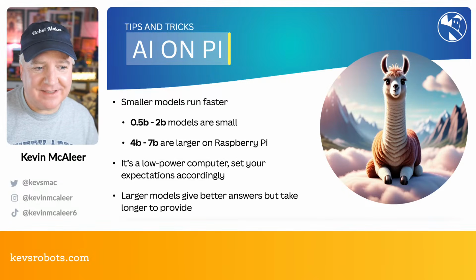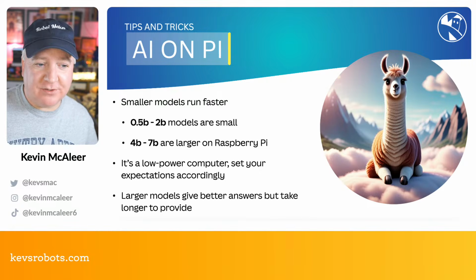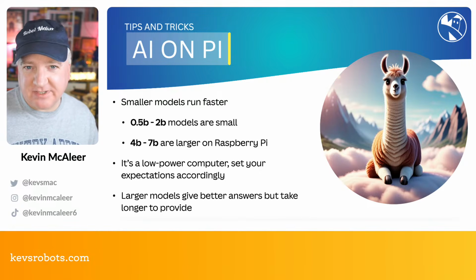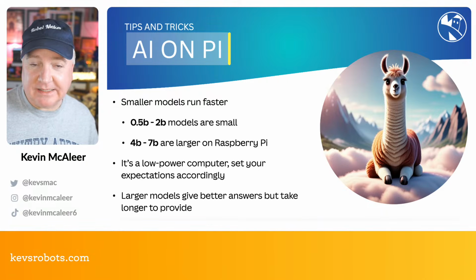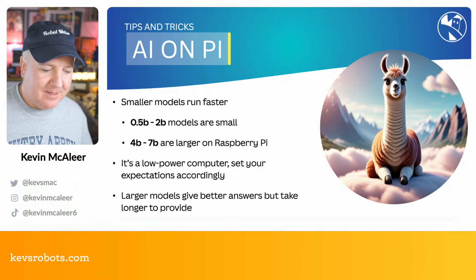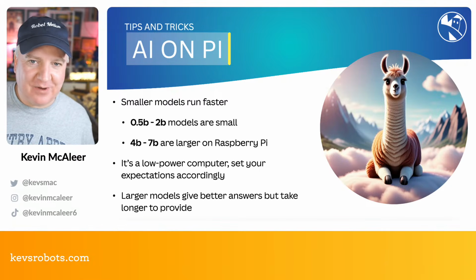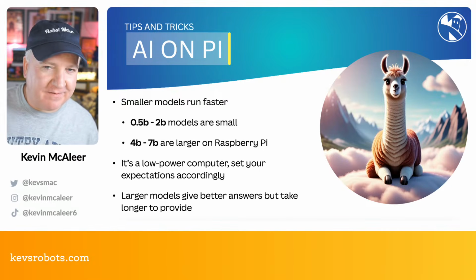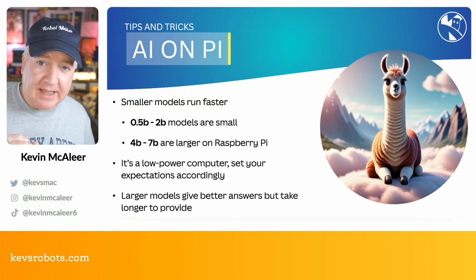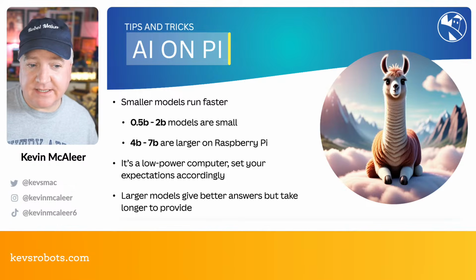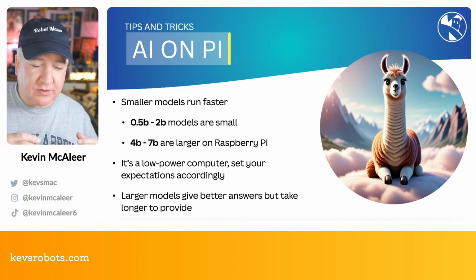And AI on the Pi. Smaller models run faster. So 0.5B to 2B models generally are small and run quite performantly. 4 to 7 billion are large on the Raspberry Pi. If you've got a desktop computer or a server that's got hundreds of gigs of RAM, terabytes of RAM, whatever, you can run the much larger ones. And if you've got graphics cards, these NVIDIA graphics cards to accelerate some of that stuff, then you can do that too. Now, unfortunately, the Raspberry Pi AI HAT and the AI Kit can't accelerate large language models. You actually have to upload the model into the AI accelerator for them to work well.